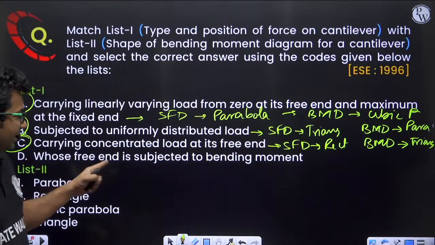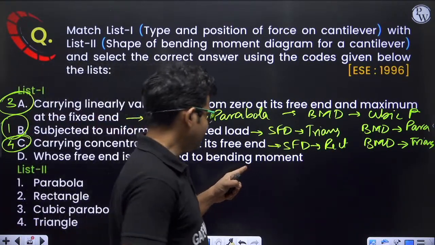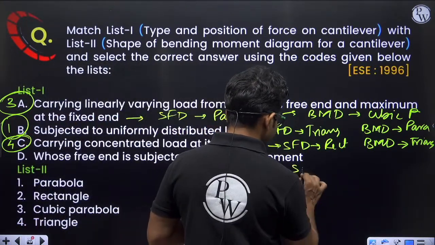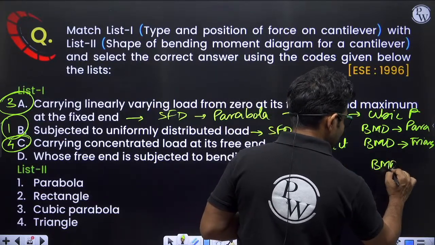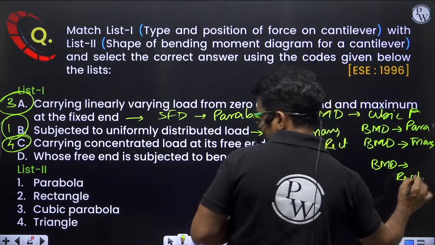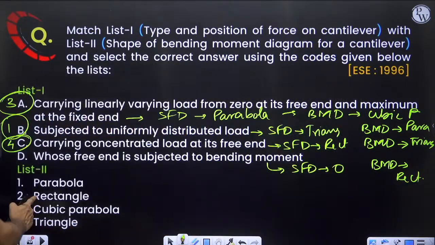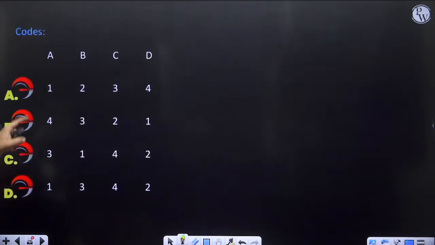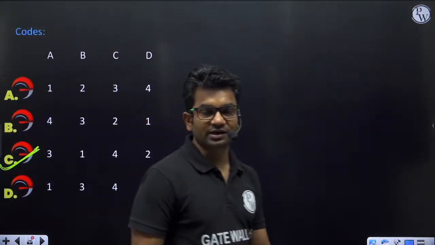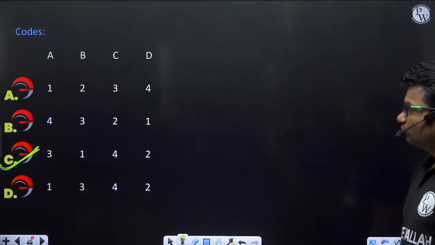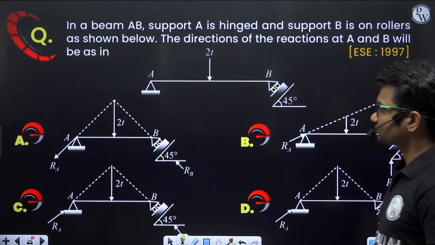D, whose free end is subjected to bending moment. When free end is subjected to bending moment, SFD is 0, shear force diagram is 0, and BMD is rectangle. BMD is rectangle, so 2. 3142. Correct answer is option C. Option C is the correct answer. Clear? Let's move on to next question.